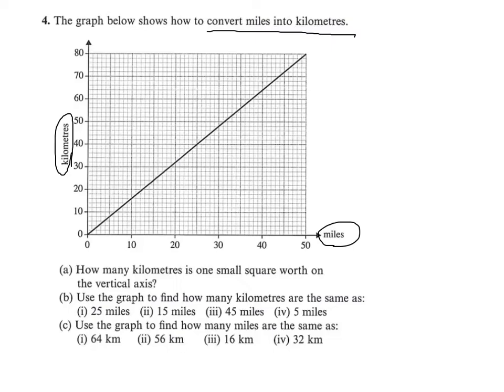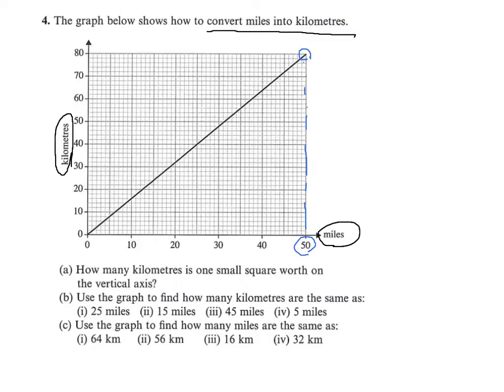Okay. Now, 1 mile, you can see from the graph, is going to be roughly 1.5 kilometers, because, just taking a big point so it's easy to see here, 50 miles is equal to, as we go up here, about 80 kilometers, which is about 1.5, 1.6. Okay, somewhere around there. So let's look at some of these questions.